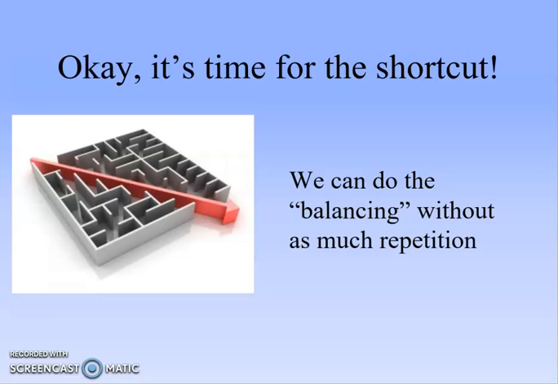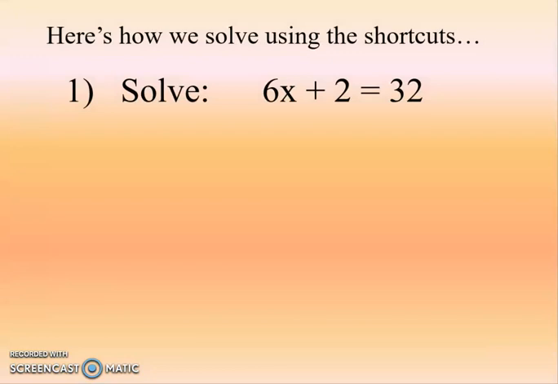Okay, so the much anticipated shortcut. You get the diagram there with the maze cutting through. Anyways, okay, so we're going to do this balancing stuff, but with a shorter way of doing it. So normally, when I would give you a question like this, you would subtract 2 from both sides, and that would be your first step.